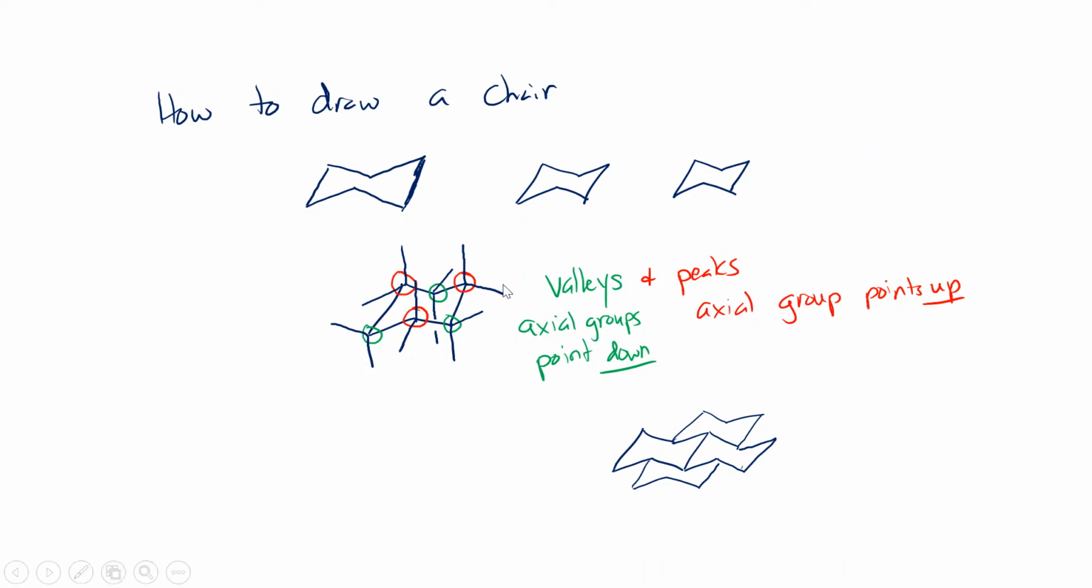Okay, but these are the axial and equatorial positions. At the peaks, the axial is up. At the valleys, the axial is down. And the equatorial is always in the opposite direction, but also pointed out, not straight up and straight down. The axial is straight up, the equatorial is out and down.